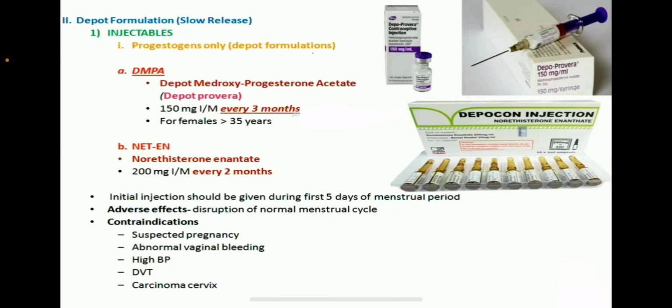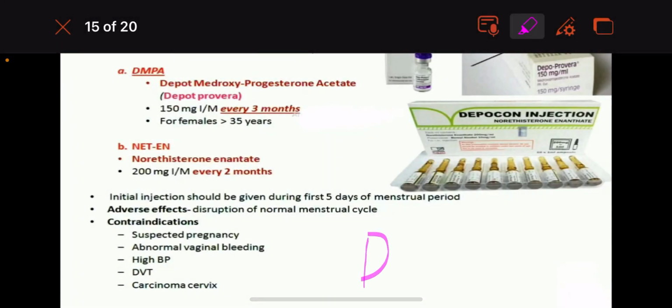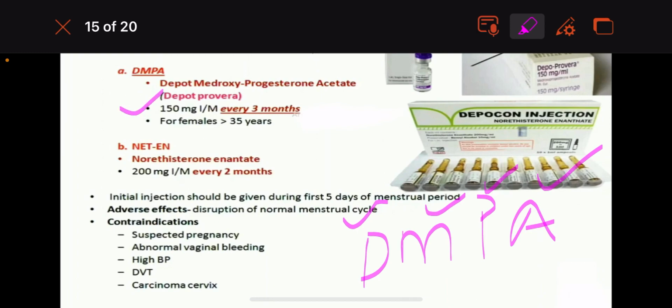DMPA, what does DMPA stand for? It is depot medroxyprogesterone acetate, also known as Depo-Provera. DMPA stands for depot medroxyprogesterone acetate. It contains 150 mg of progesterone and is given intramuscularly every 3 months. So the standard dose is an intramuscular injection of 150 mg every 3 months.